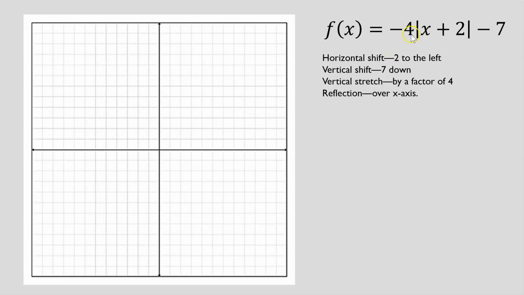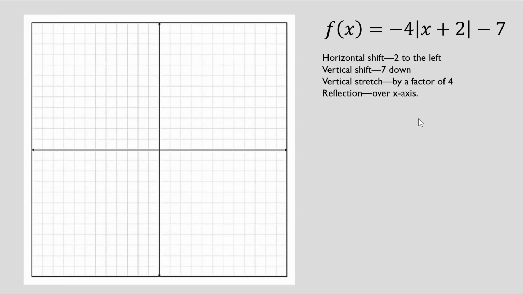This 4 corresponds to a stretch. It's a stretch because it's a number bigger than 1, and it's by a factor of 4, so all my y values are going to get quadrupled. And then the negative reflects it, so it flips it over the x-axis. So all 4 of the transformations that we've talked about are represented in this one equation.